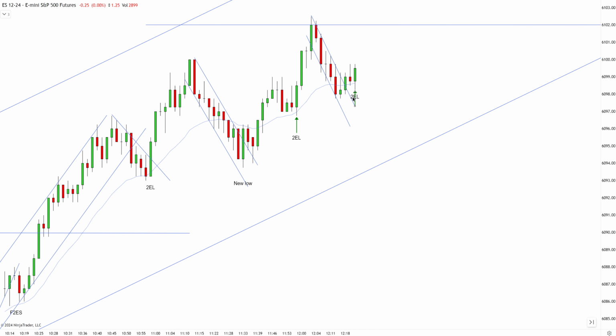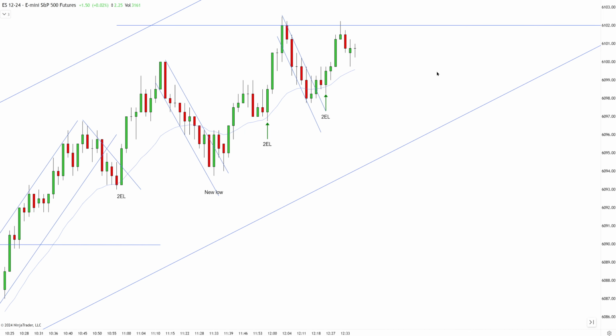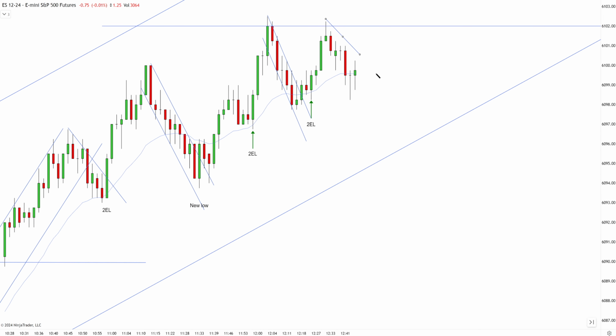Second entry long at the EMA. There was the new low attempt right here. It failed. Closing high. Brand new push phase is about to start. Market worked higher, new high. I'm going to reset the count.